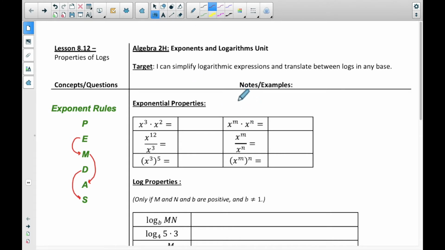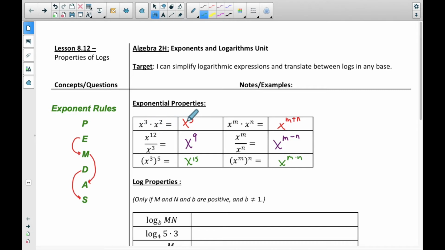To do that though, I want to go backwards and talk about exponential properties. And so if you look at this table, do you remember the rules for how to simplify these? Pause the video and see if you remember how to do this. Okay, let's take a look at what we have.